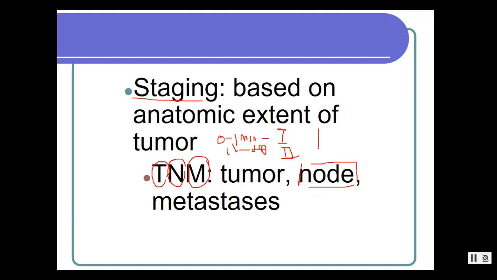Now for node, it counts how many nodes are involved. For example, if T is your size, N1 is 1 node, N2 is 2 to 3 nodes. So may ganun silang classification. And metastasis, if there is another organ that was infected by the tumor, so we call that metastasis. So they say that if there's no metastasis, 0. If there is a nearby organ, probably there's a measurement 0 to 5 centimeters away from the main organ, no? Away, there is metastasis.